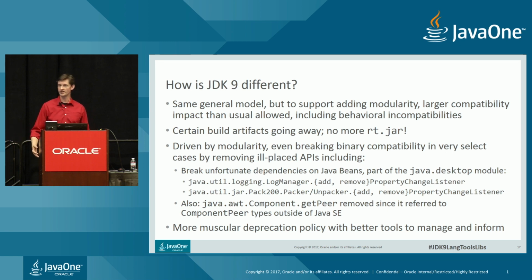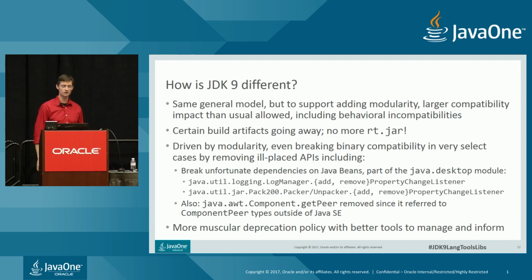It's no longer in the JDK 9 image. That information is stored differently. To support modularity, there were even a few cases where we broke binary compatibility. There was an unfortunate dependency between the logging framework and Java.desktop. So we don't want to suck in all of Java.desktop anytime you want to use logging, and we fixed that by getting rid of these property listener methods that weren't crucial to the API.